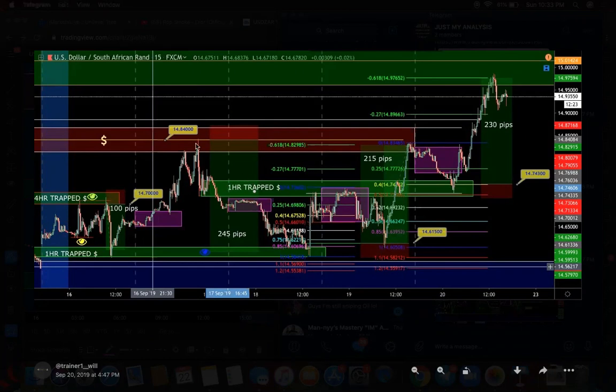imbalance area, back down to the 1-hour trap money, which is the weekly low. This right here was the weekly low. They matched the weekly low to give us an equal low point. Create the M to come create the W to come take out the M. So this was just that model.